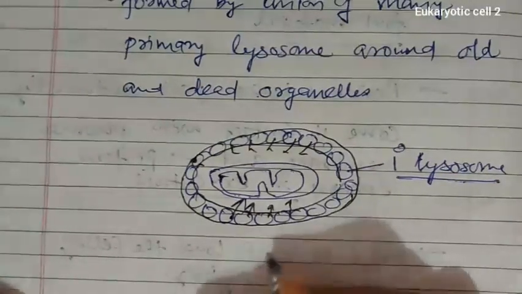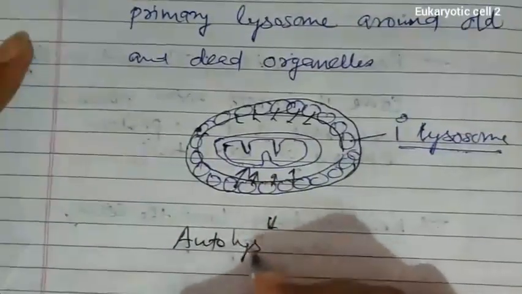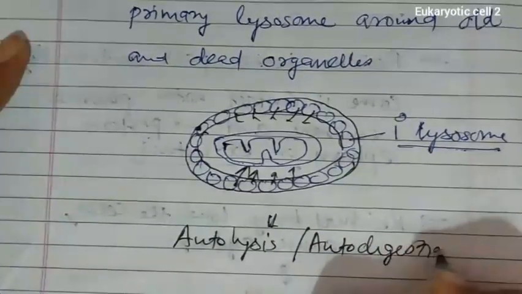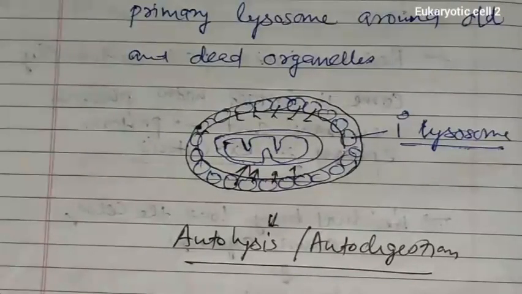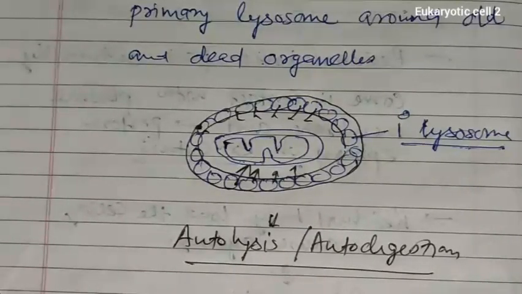So this is known as autolysis or autodigestion. Okay, so the fourth type is the autophagic vacuole in the case of lysosomes. So till now we have discussed primary lysosome, secondary lysosome, residual bodies, and the remaining part, that is autophagic vacuole. Now we come to the last component of the endomembrane system, that is vacuole.